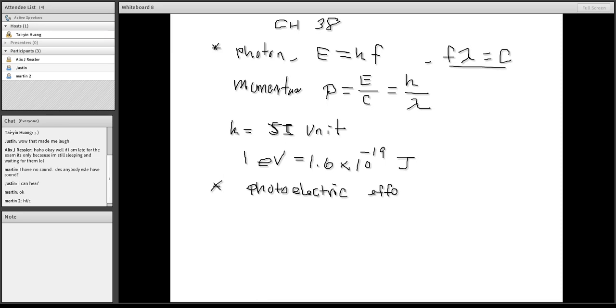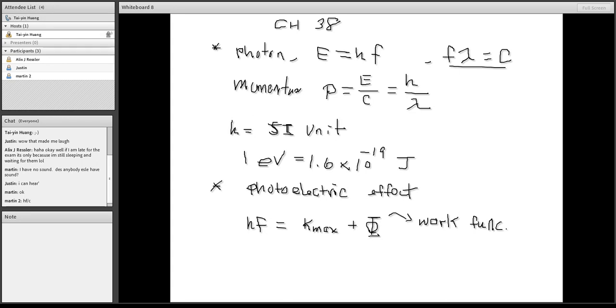Based on conservation of energy, we know that the energy of a photon is equal to the maximum kinetic energy of the electron, if there's any left over, plus the work function, which is the binding energy of the electron to the nucleus. So this is what we call the work function. Again, most of the time this will be given in eV. You do want to convert it to the SI unit so that you don't get confused.